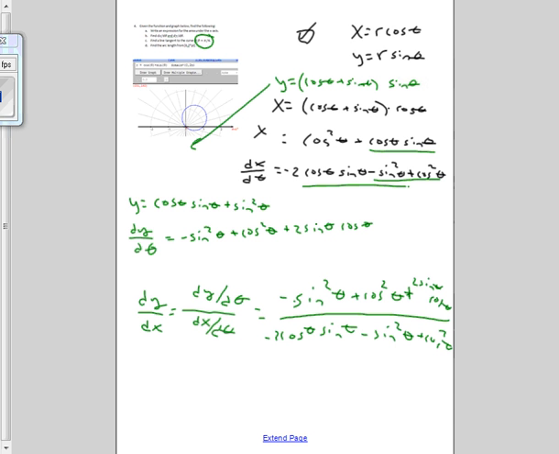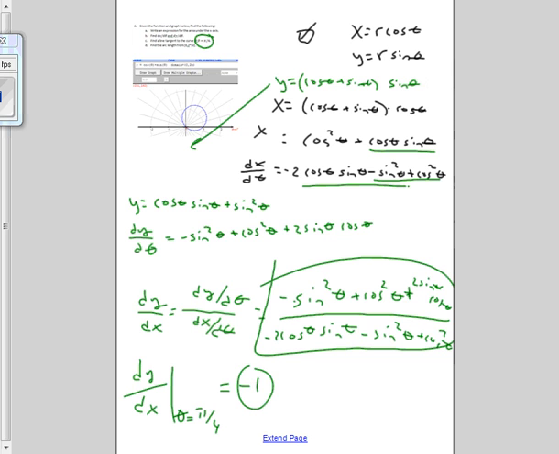These are very similar, but just a little bit different. If we evaluate this, we need to find the slope. Since we're finding the tangent line at pi over 4, we need to find the slope at theta equals pi over 4. And when you put pi over 4 into this equation, you end up getting negative 1 back.